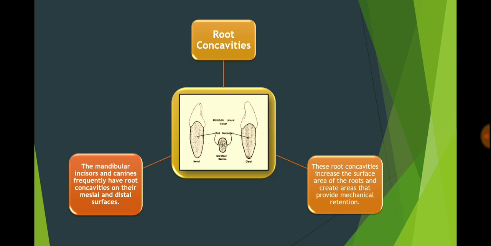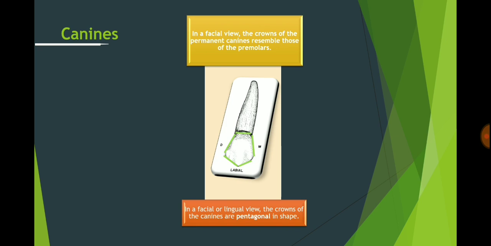The root concavities, as I just mentioned, increase the surface area of the root and create areas that provide mechanical retention. That's the function of the root concavities. They are not just there to beautify, to make the tooth beautiful. They have function also. All right, so let's discuss canines.